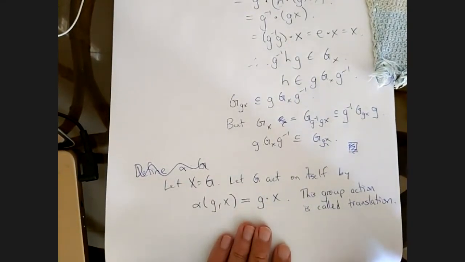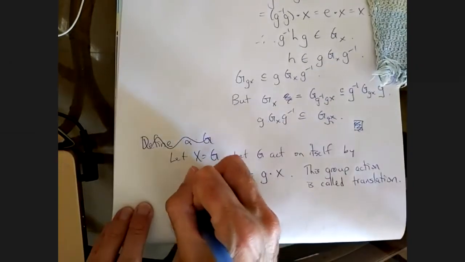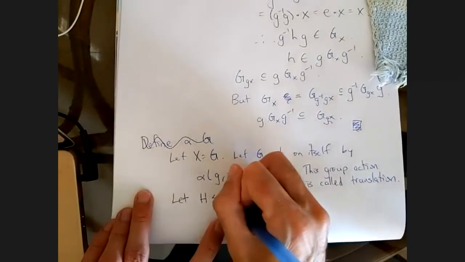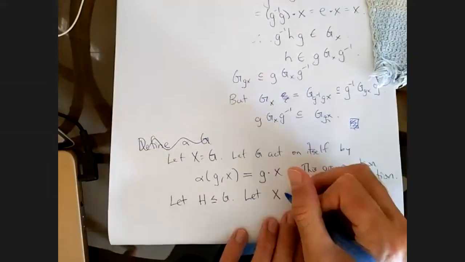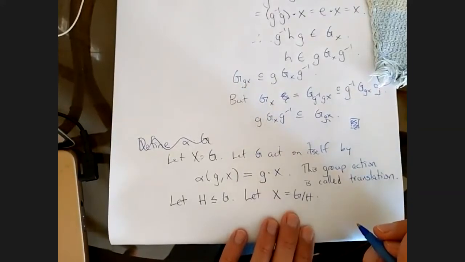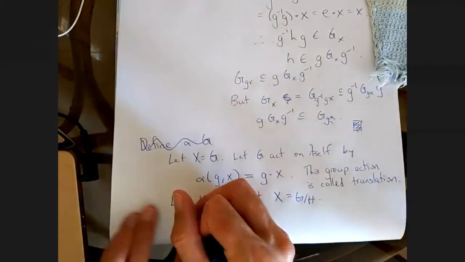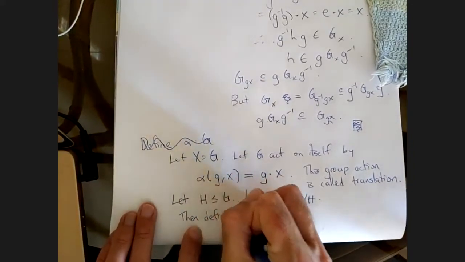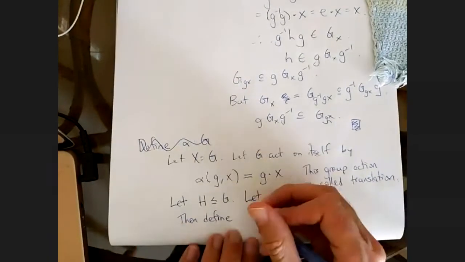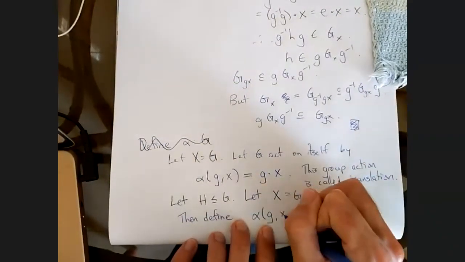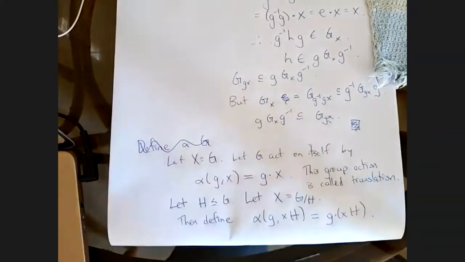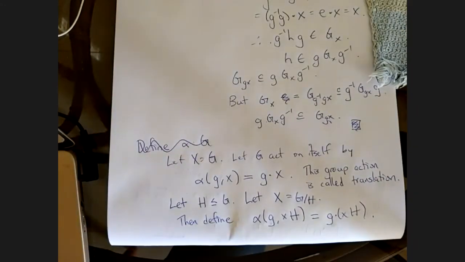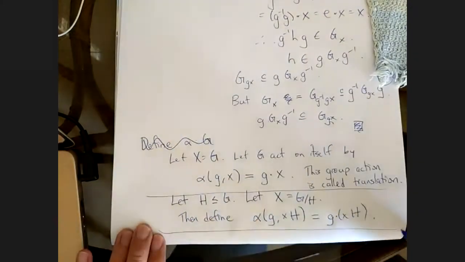And then as a generalization of this, you can let H be a subgroup of G and let X be the left cosets of H. Then G can act on the left cosets by, again, left translation. So that's one thing that can happen.